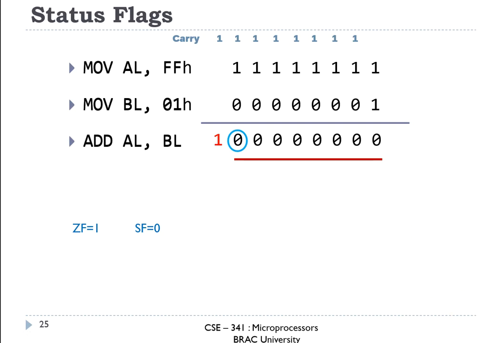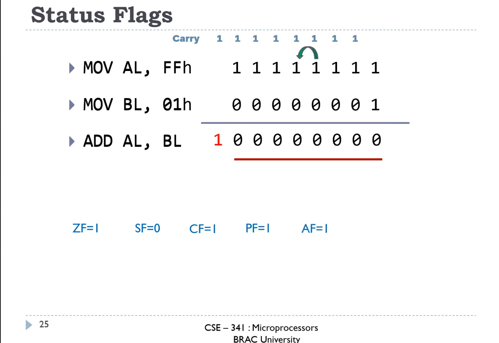Next, we have the carry flag. Since there is a carry from the 8-bit to the 9-bit, that means we have a carry flag. Remember, we added two 8-bit numbers, but our result gave us a 9-bit answer. That is why carry flag is set to 1. We then consider parity flag. Here we have no ones, indicating an even parity. Therefore, parity flag is set to 1.